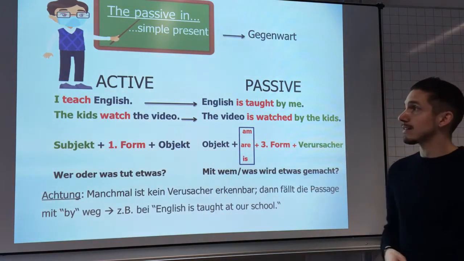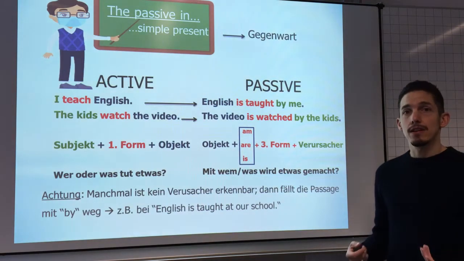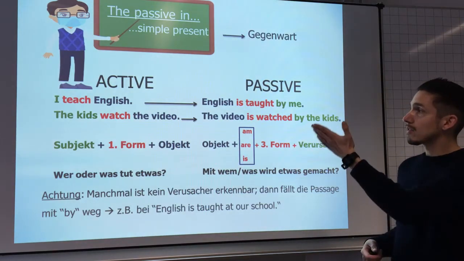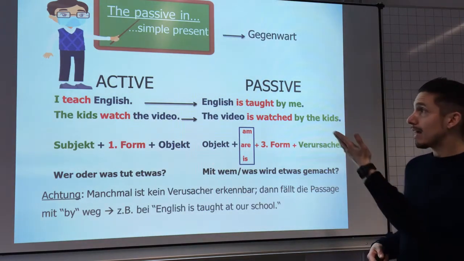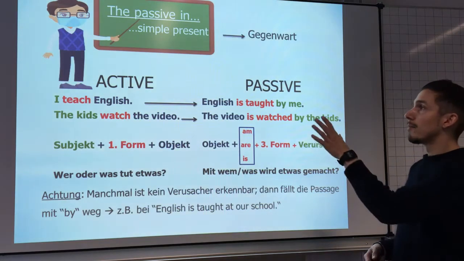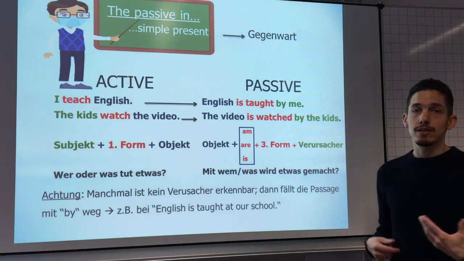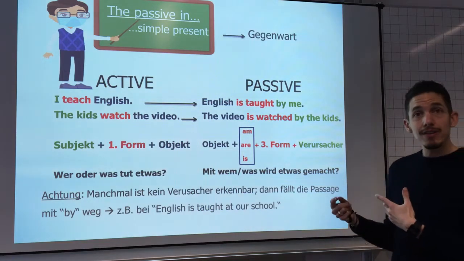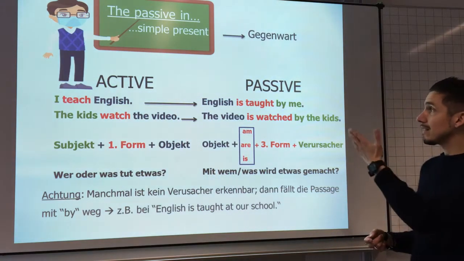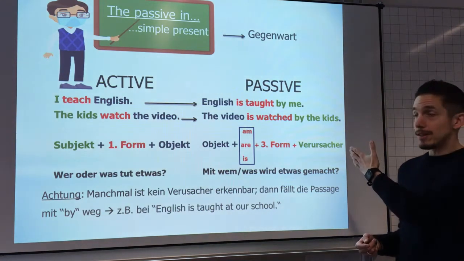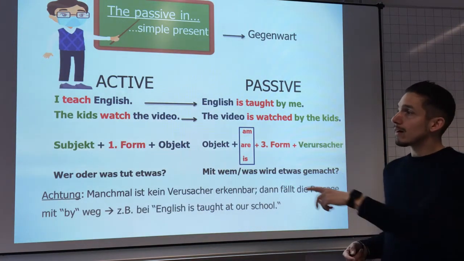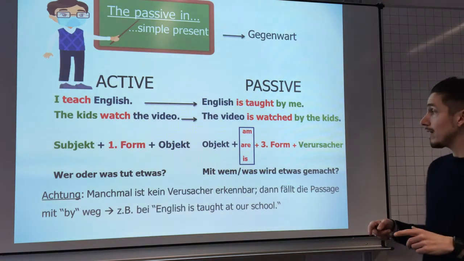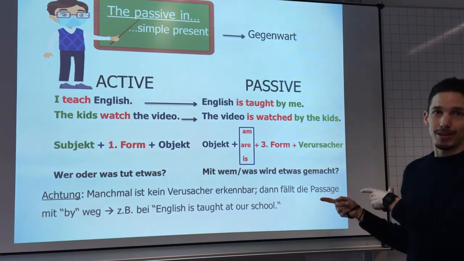Now look at the first example. I teach English. Simple sentence, okay? It consists of a subject, a verb in the first form, and an object. I marked everything with different colors so you can easily see what is what. This is the active part. Now in the passive, this sentence would be: English is taught by me. Now this is no longer about that somebody does something, but in the passive way, what is done to something.